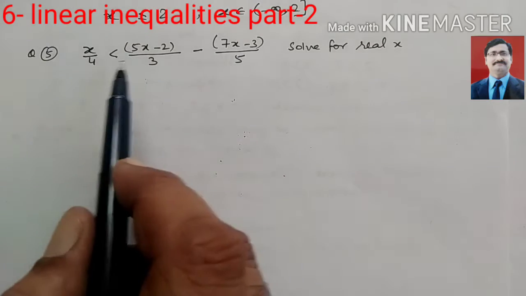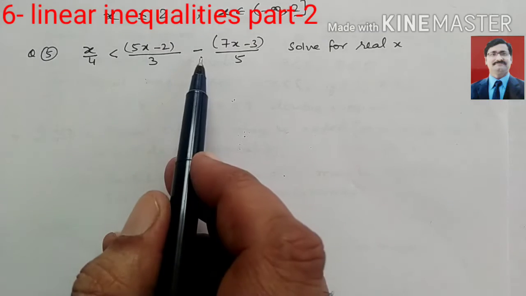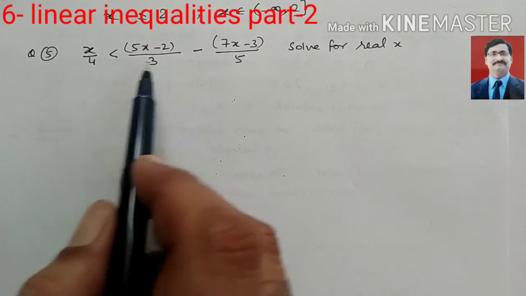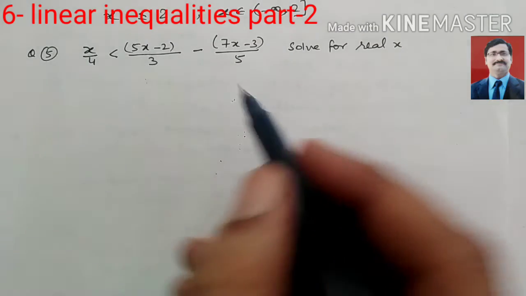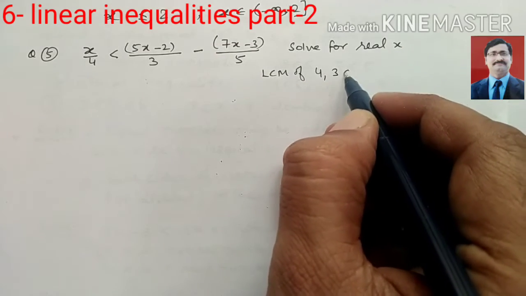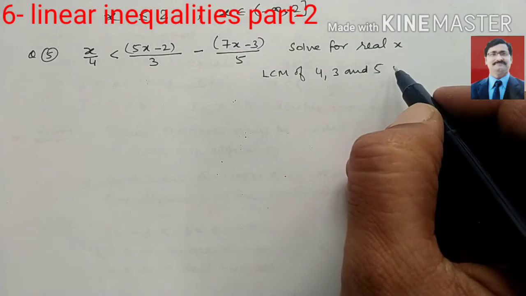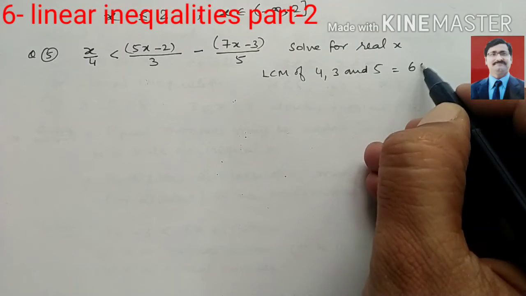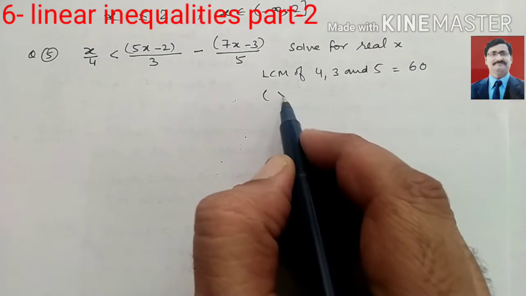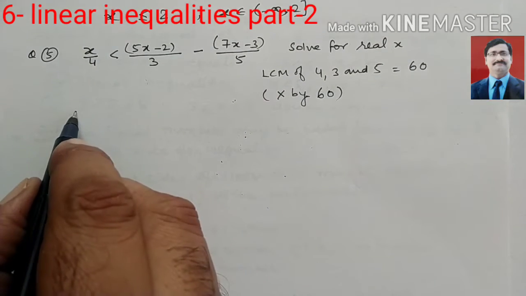Look at this question we have to do: x/4 is less than (5x minus 2)/3 minus (7x minus 3)/5. Here in the denominators we have 4, 3 and 5. So we have to find the LCM of 4, 3 and 5. 5 fours are 20, and 60 is the LCM of all of these. So we multiply by 60. All these terms we multiply by 60.